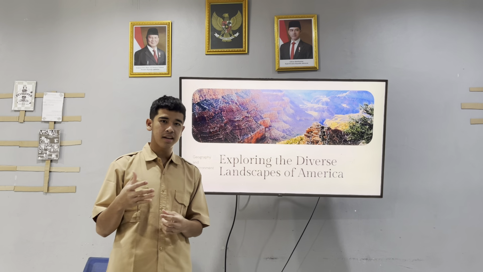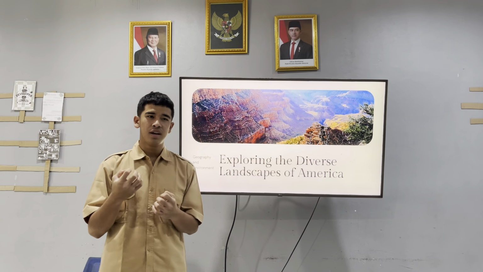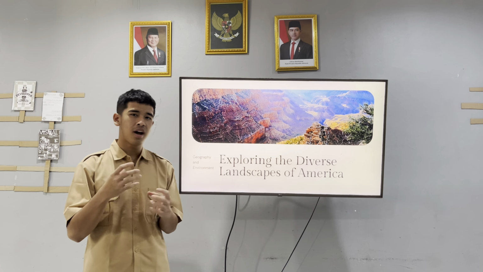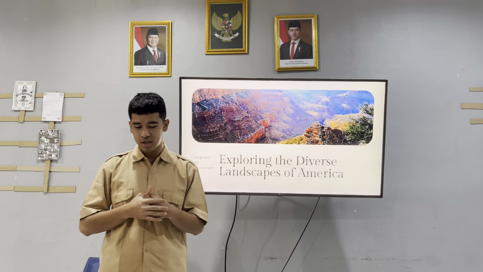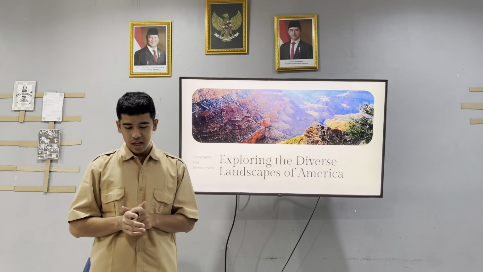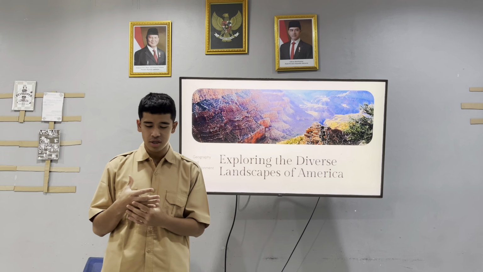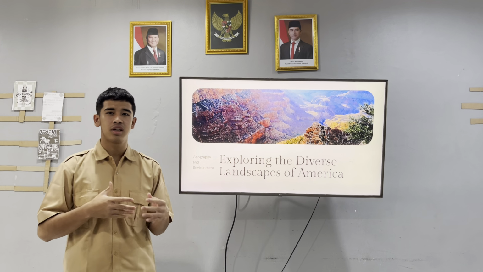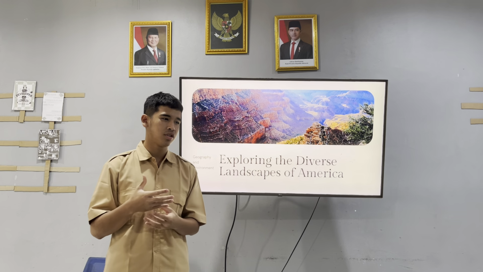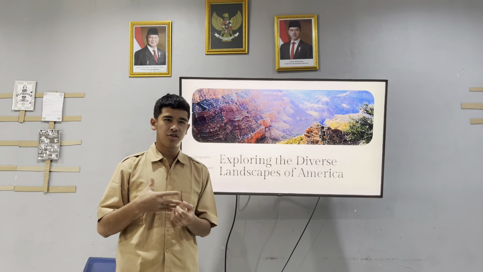And then Alaska, it was separated from the other states by Canada. It is mostly mountains, forests, and tundra. And then there's also Hawaii that is located in the middle of the Pacific Ocean. It is mostly tropical islands and volcanoes. That's why Hawaii is a big tourist attraction.